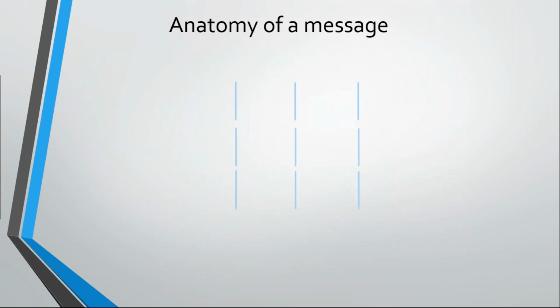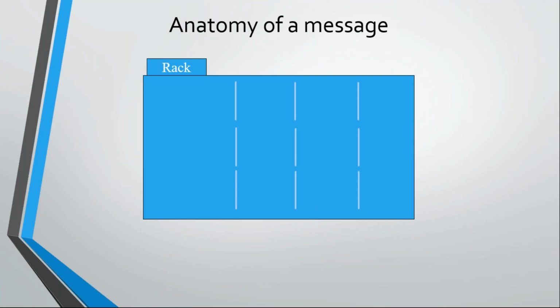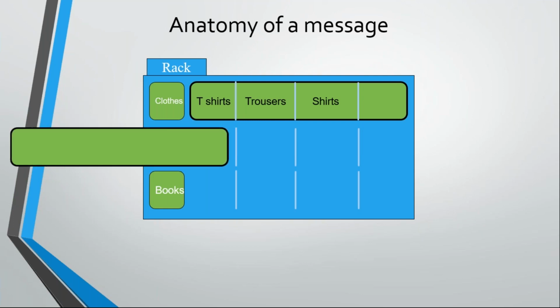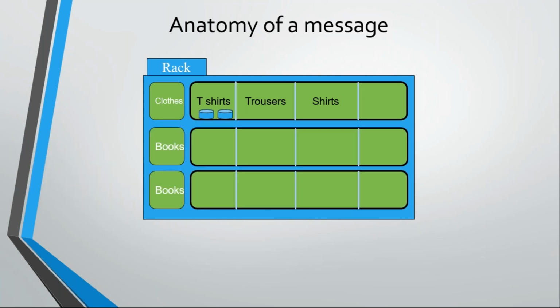So now we'll take a look at the anatomy of an HL7 message. To understand that better, we'll quickly take a look at an example. Let us say we have a rack. There are 3 shelves on the rack. Each shelf is dedicated to or representing some kind of material. The first shelf has clothes, the second shelf has books, the third shelf also has books.